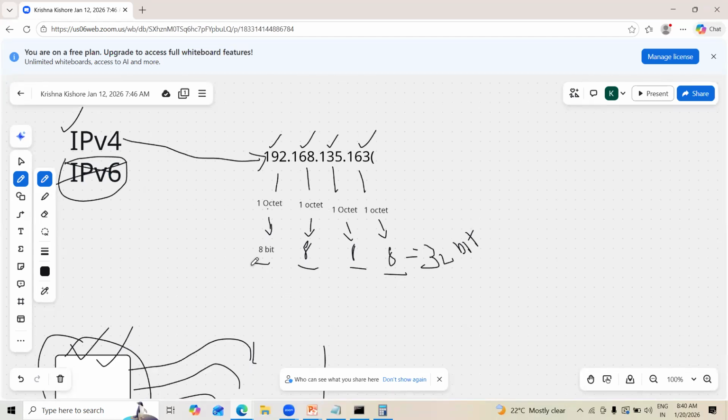You need to understand that we have 8 bits for each octet, and in total we have 32 bits. For each octet you will get a maximum of 255. This is the maximum number you can see anywhere. You cannot see any IP address with a number beyond 255. You can open any device in the world and check.